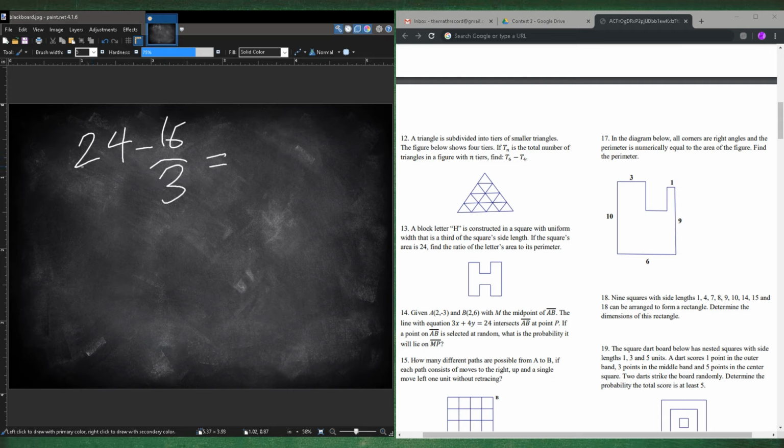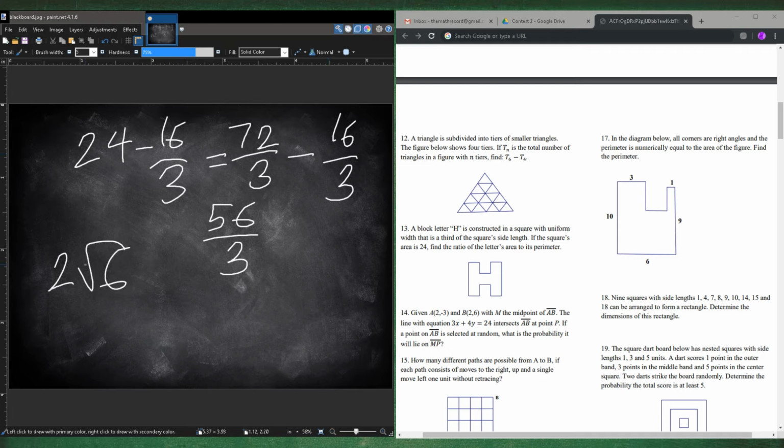Right. That is 72/3, sorry. Minus 16/3 would get 56/3 as our area of the H. And the perimeter of the H is basically just, since we said the side length was 2√6, right?